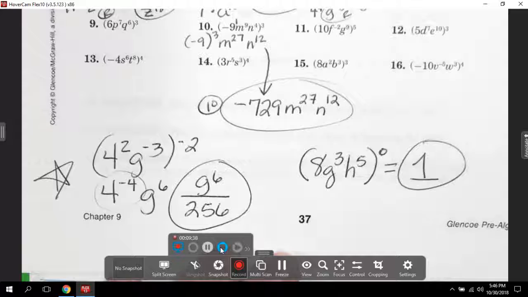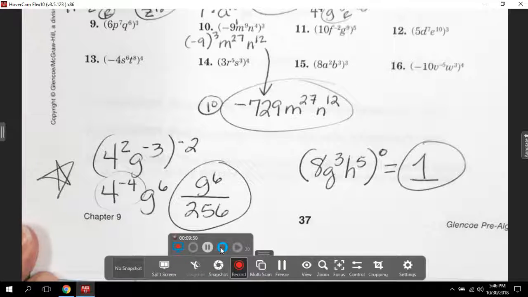This takes care of power to power, laws of exponents. You're going to multiply the exponents on the inside to the exponent that's on the outside. Any negative exponent, you're going to flip to its reciprocal so that all the exponents in your answer are positive. All right, this concludes 9-6.